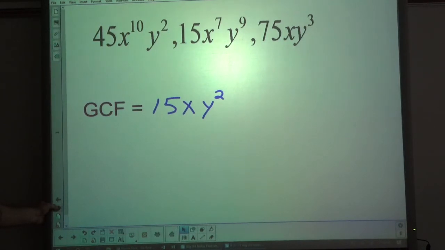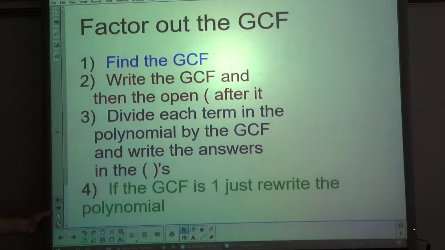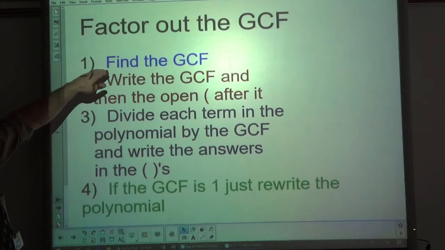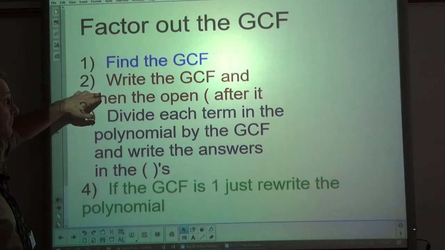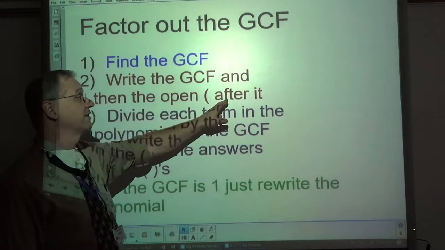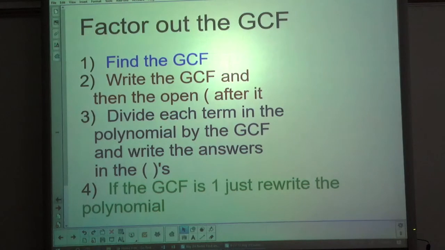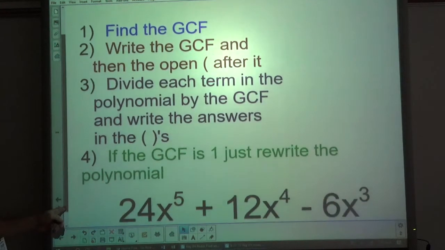All right, now that we can find a GCF, we're going to learn how to factor out a GCF. First step is to do what we just did, find the GCF. Once you have it, write it down, and then open a parenthesis after, not around, the GCF. Divide each term in the polynomial by the GCF and write the answers inside the parenthesis. If the GCF is 1, just rewrite the polynomial. You don't have to write 1 then the polynomial. Here's an example.